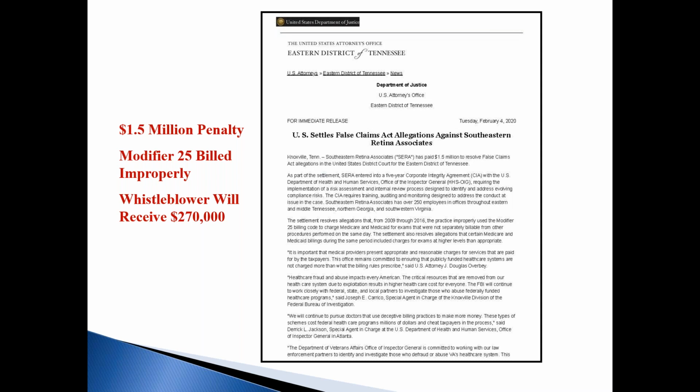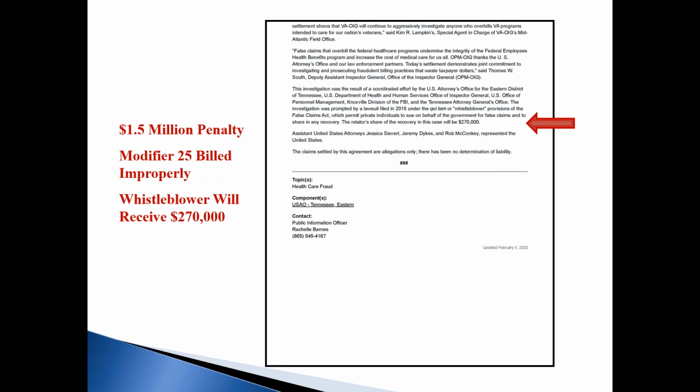Now, an office policy prevents whistleblower issues. What do I mean by that? Here is an example. This is not a chiropractor's office. This is some office in Tennessee where they were billing modifier 25 improperly. It resulted in a $1.5 million penalty against this office. There was a whistleblower. Was it a disgruntled staff member? Was it an unhappy patient? Was it a jealous doctor down the road? Somebody called this in. And the whistleblower, the person that called in the complaint, received a $270,000 reward. You want to look it up? You could check it out.